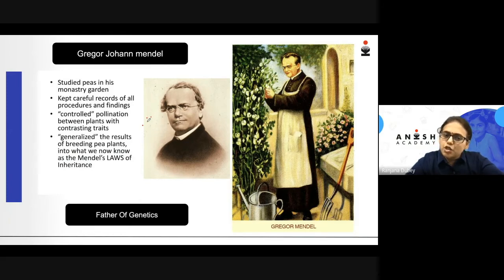Then he even controlled the pollination between the plants with contrasting traits by means of techniques like emasculation. Later, he generalized all his results from his experiments, which were conducted throughout the span of 7 years on pea plants, into what we today know as Mendel's law of inheritance. So, rightly, he is the father of genetics.